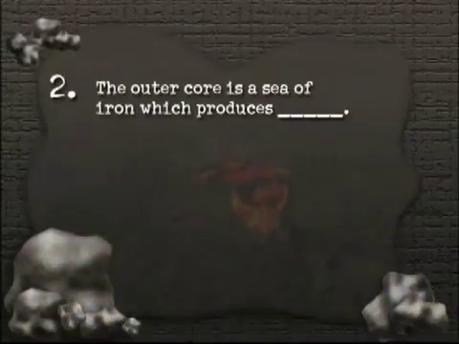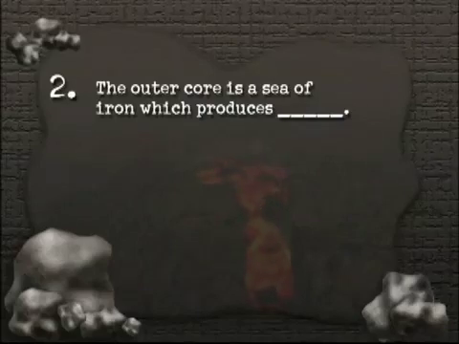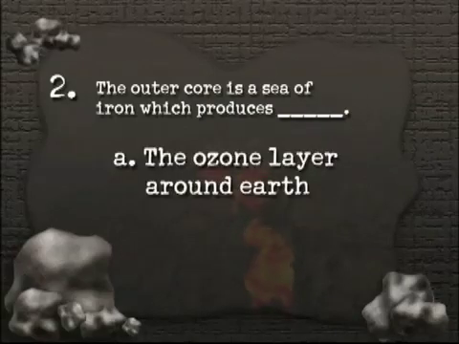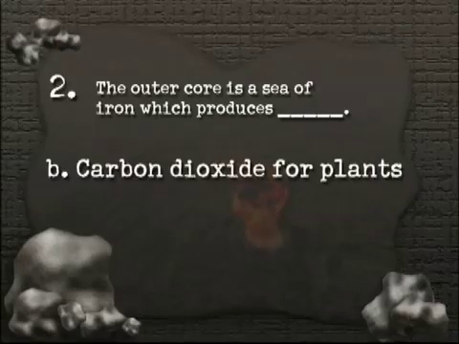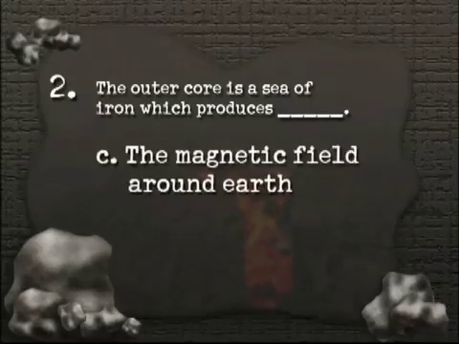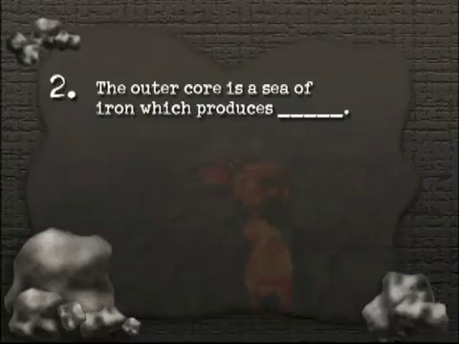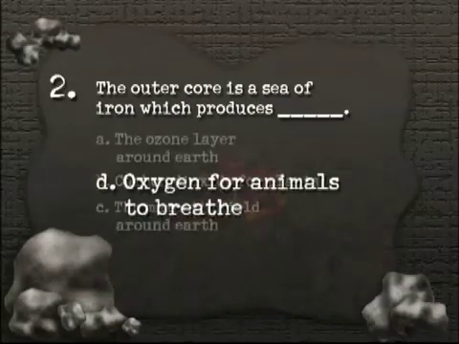Question 2. The outer core is a sea of iron which produces what? A. The ozone layer around Earth, B. Carbon dioxide for plants, C. Magnetic field around Earth, or D. Oxygen for animals to breathe?